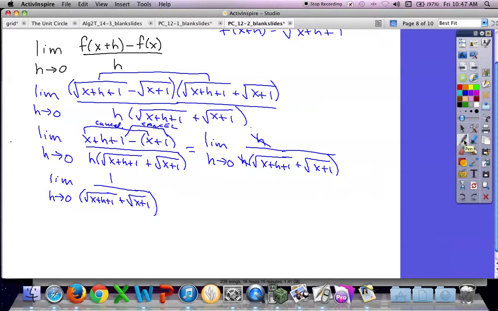I mean, does it lead to a 0 over 0? No, clearly it doesn't, because you have a 1 in the numerator, so it can't be a 0 in the numerator. What's going to happen to the denominator if I let h equal 0? It's going to be the square root of x plus 1, right? By plugging in a 0 here, you're just going to get the square root of x plus 1 plus the square root of x plus 1. It's 2 times the square root of x plus 1. So by plugging in the 0 there, we get 1 over 2 times the square root of x plus 1.